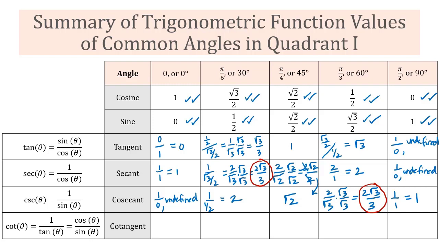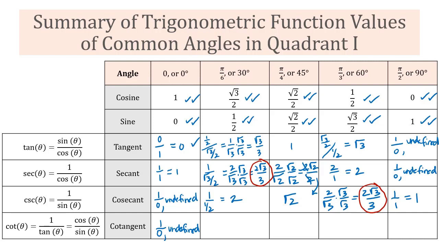For the cotangent, we simply need to take the reciprocal of the tangent function. So for tangent, we saw that for 0 degrees, it was 0 over 1. So we're going to just go ahead and reverse the numerator and the denominator, and we find that that is undefined. So I'm looking up here at this tangent function, and I just reversed it for the cotangent.